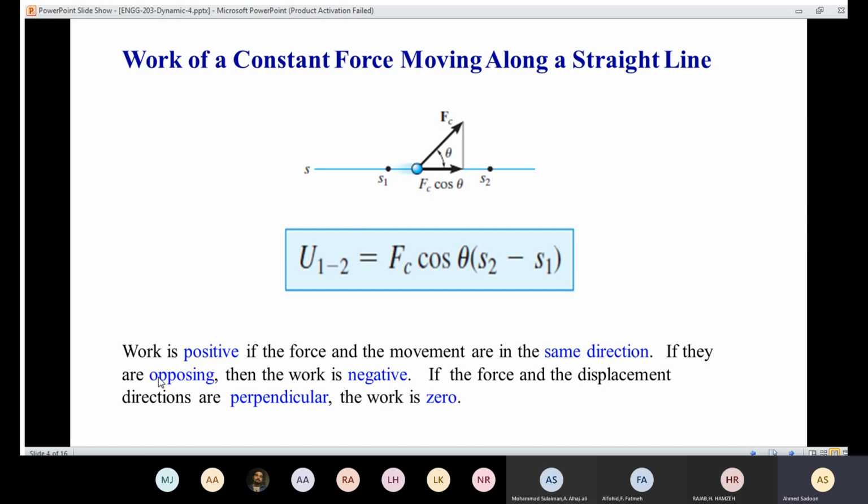And if the force and the displacement direction are perpendicular, then the work is 0. So if the force here was perpendicular, was in this direction, in that case, the value of theta is going to be 90, which means that the force here is perpendicular to the displacement. In that case, the work is 0, because if you substitute here, cosine 90 is 0. So if the force is perpendicular to the direction of the displacement, then no work will be done.